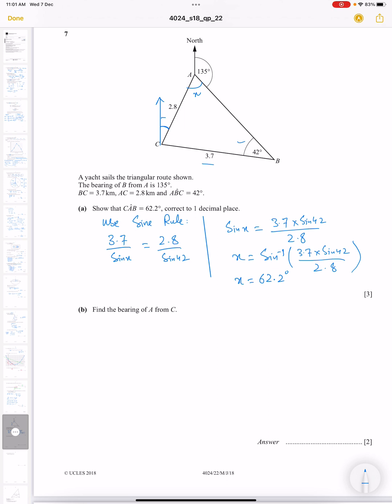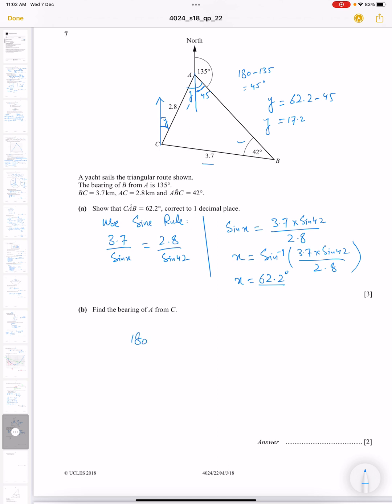So, by alternate angles, if I extend this north line downwards, let's say this angle is y. By the alternate angle property, this angle will be equal to this one. And we know that this angle is clearly 180 minus 135, which means 45 degrees. As this whole angle is 62.2, this y angle should be 62.2 minus 45, right? So it is almost 17.2. So this y is 17.2, so the bearing is also 17.2.